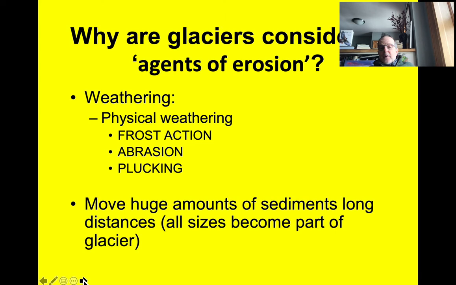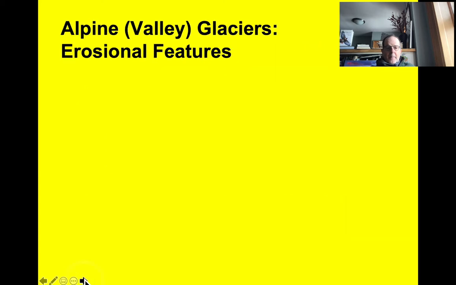Why are glaciers then agents of erosion? Well, they weather rock by frost action: freezing, thawing, freezing, thawing, which breaks the rock. Then abrasion, grinding, plucking, picking up, and moving. So in all these ways, they move rock: split, fall, abrade, move, pluck, carry. They move huge amounts of sediments long distances. All sizes become part of the glacier.